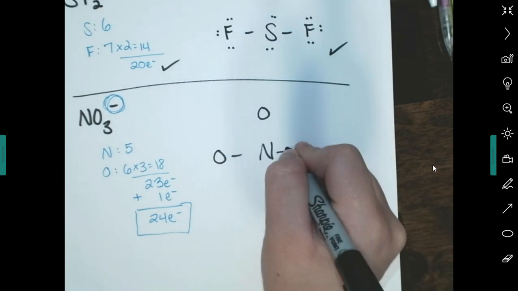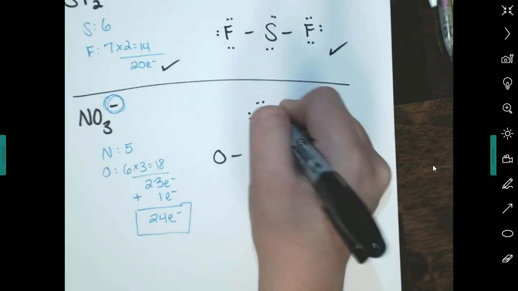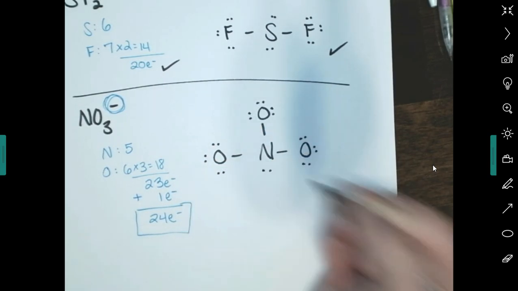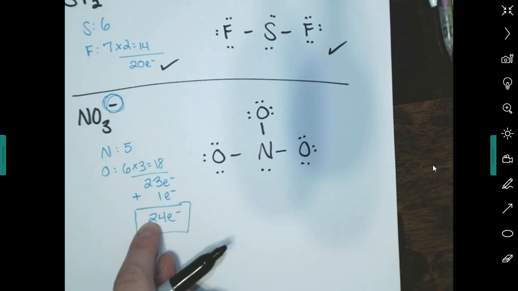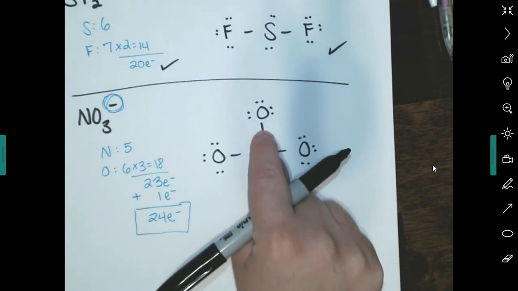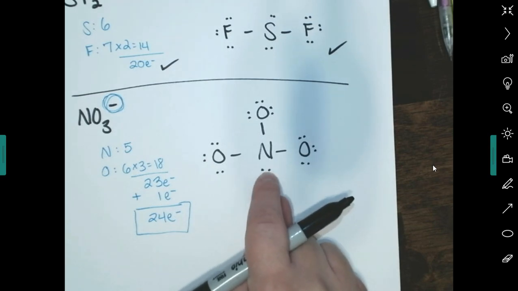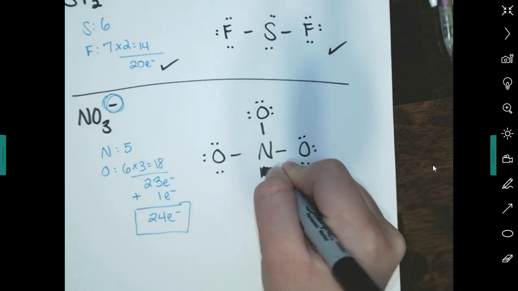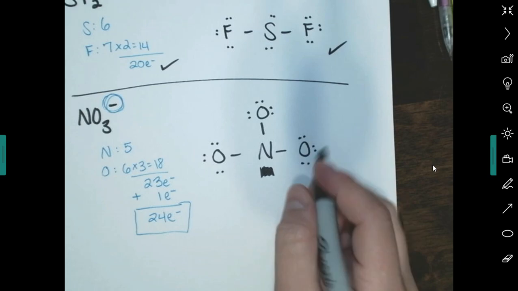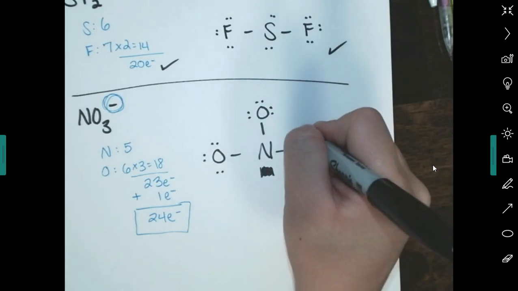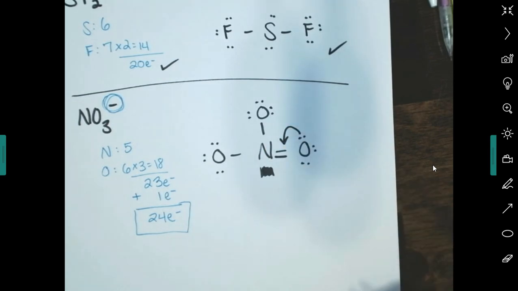Let's connect them and fill up the octet of everything. Okay, let's see if we've used 24. 2, 4, 6, 8, 10, 12, 14, 16, 18, 20, 22, 24, 26. Ooh, there are too many here. So we need to get rid of those. But nitrogen needs an octet. So we're going to have to steal one of these electrons. It doesn't matter which one you pick from, and make it into a double bond.